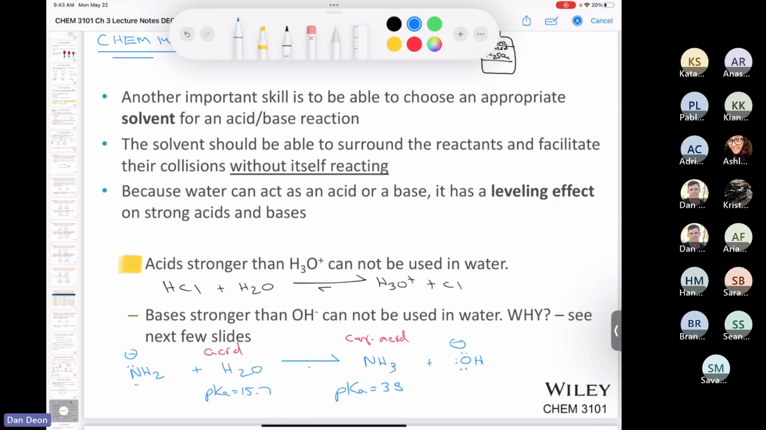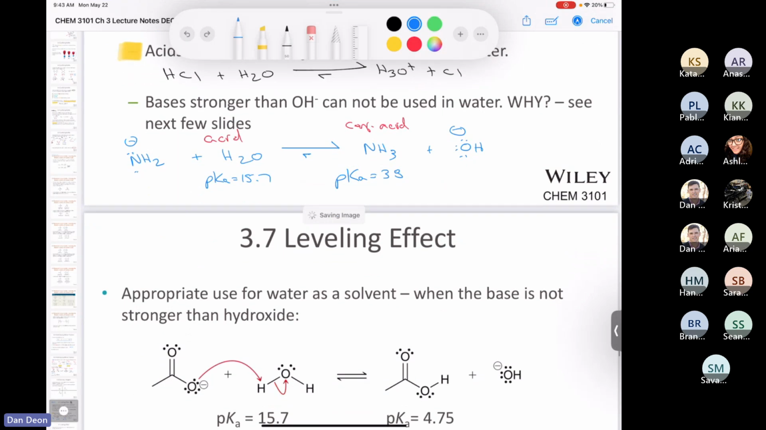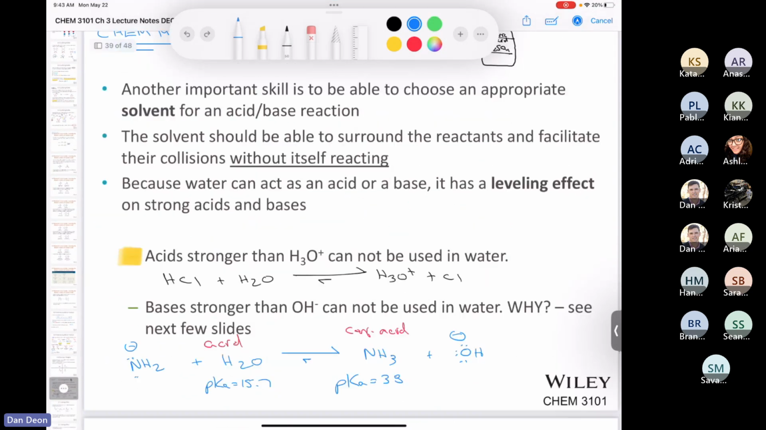So what that means is that if you have a base that's stronger, so NH2 minus is stronger than OH minus, that means it's not going to work in water because it's going to be destroyed. You're going to have none of that base left. It's going to grab all the protons off of the water and you're going to destroy it. It's going to be converted into NH3. You have no NH2 minus left. And that, my friends, is what the leveling effect is.